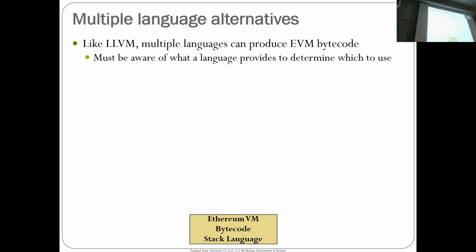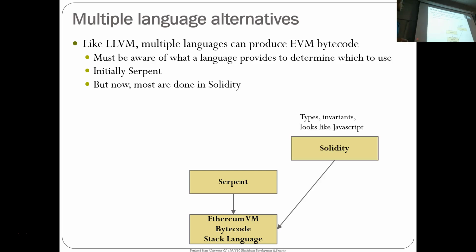One of the things in terms of language choice is that you want to make sure that the language you're programming in to produce this EVM bytecode is what you want, that it provides you the right abstractions and the right safety properties so that you don't shoot yourself in the foot. So initially this was done with Serpent, which was this Python-like language that exposed a lot of the lower level implementation issues on the underlying virtual machine. But now almost everything is done in Solidity.